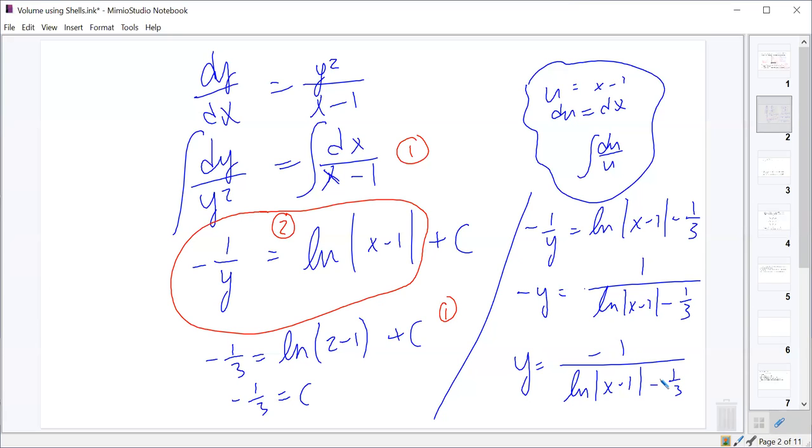That's not quite how they wrote it on their scoring guide. They distributed the negative through the denominator, so there was 1/3 minus natural log absolute value x minus 1. That's also fine. Had you made this 3 natural log absolute value x minus 1 over 3, and then took the reciprocal that way, with a 3 over natural log x minus 1 minus 1, that'd be fine too. Any of those are fine.